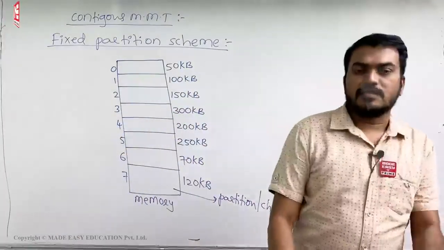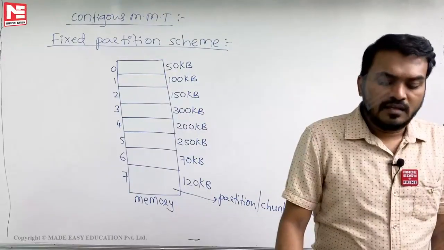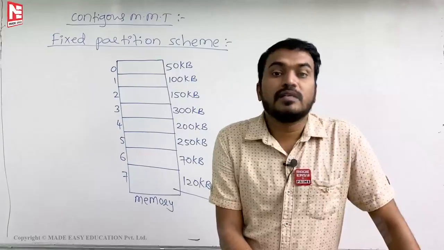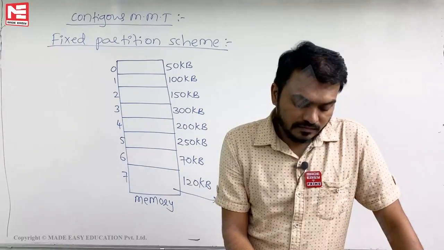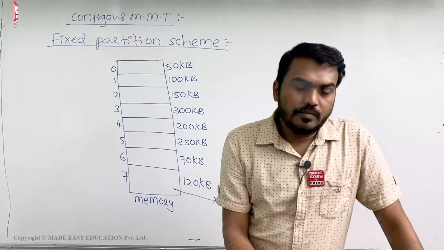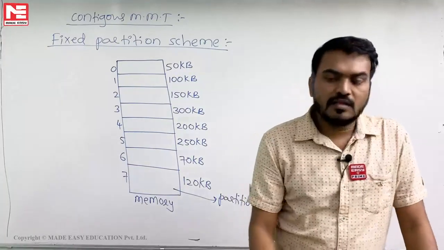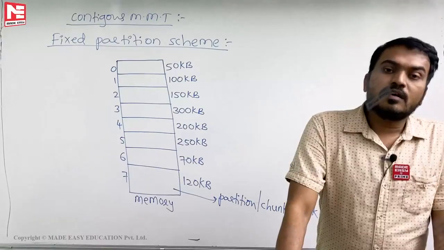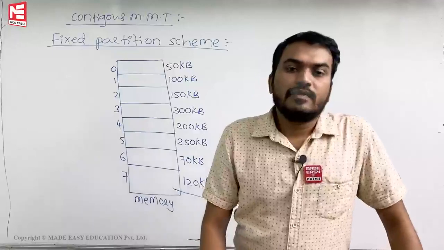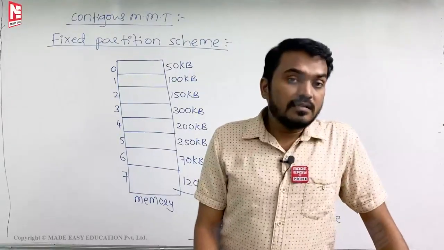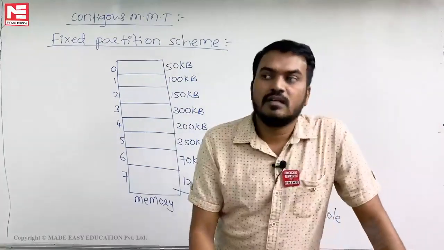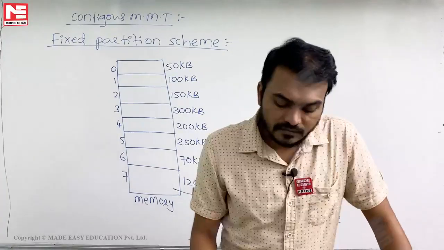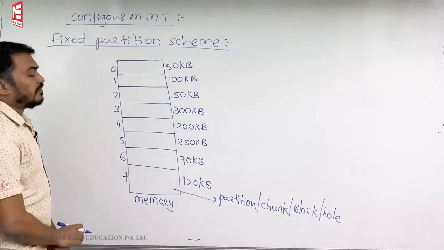Note down this point first. First point: in the fixed partition scheme, memory will be divided into fixed number of partitions. Full stop. Note down the next point: fixed means the number of partitions is fixed in the memory.